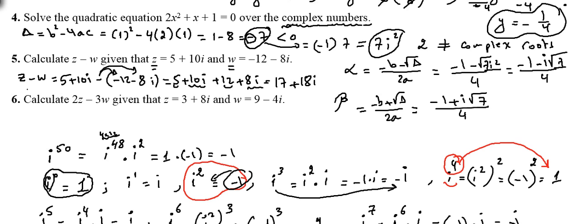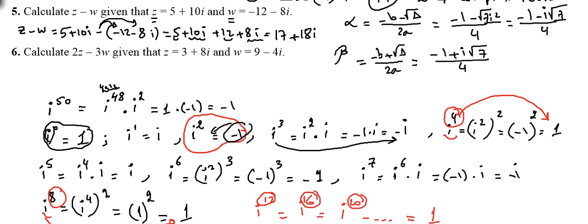So what is z minus w? The difference of two complex numbers is a complex number. It's 17 plus 18i. Let me do number 6.